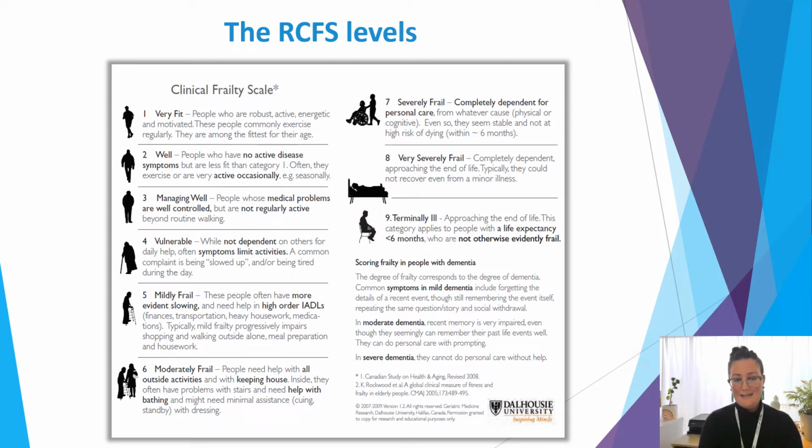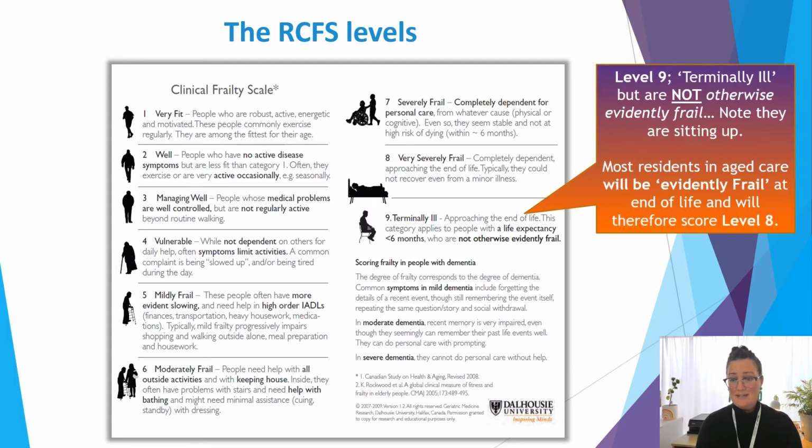We can see when we get to level 9, this person's sitting in a chair. This is someone who's approaching the end of life. And this category applies to people with a life expectancy of less than 6 months who are not otherwise evidently frail. So this is somebody who we probably won't come across too regularly in aged care. Most of our residents where we've identified the need for palliative care and approaching terminal will become level 8. They've got significant physical and cognitive impairments and they need some additional support.